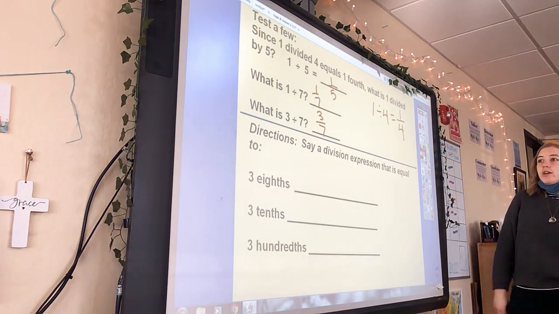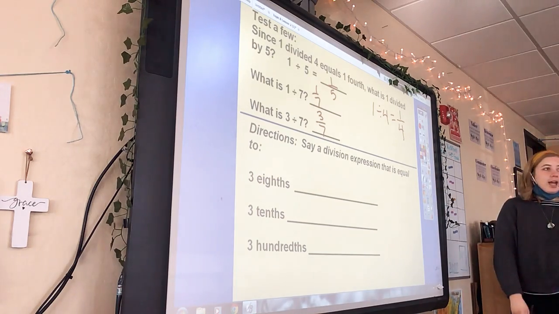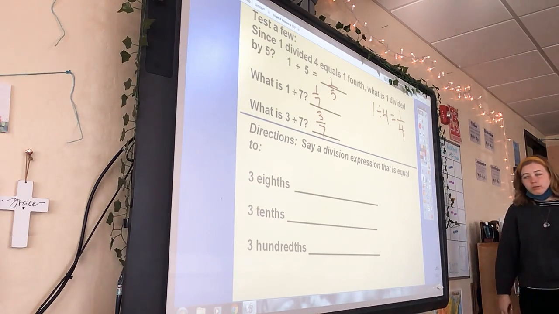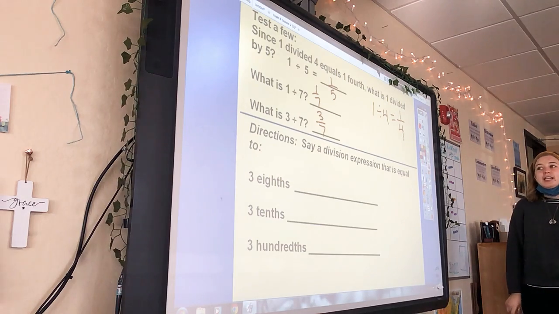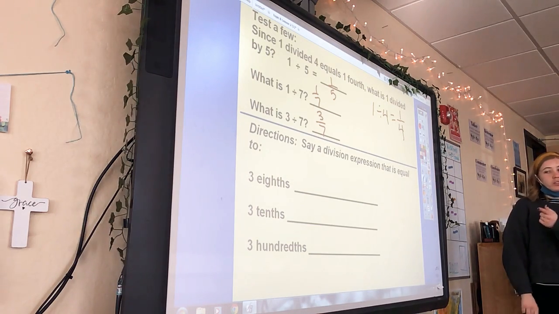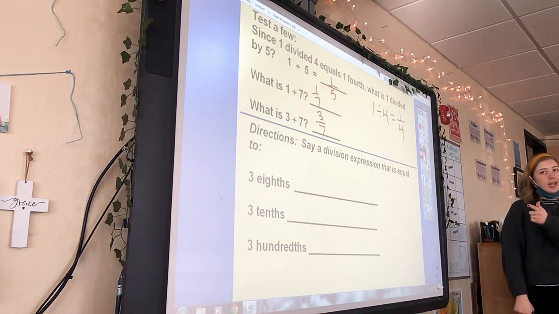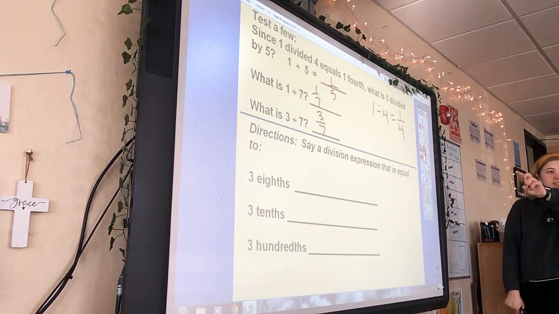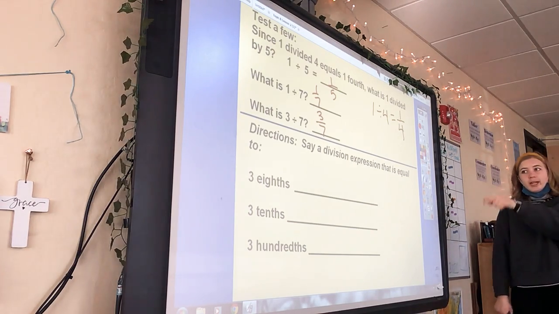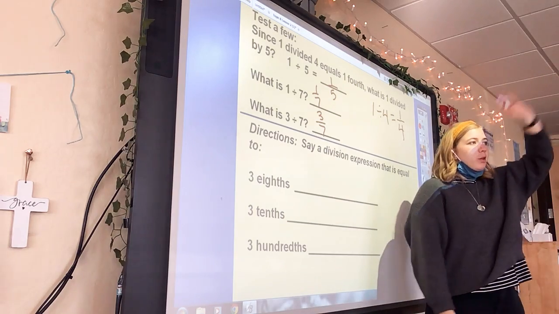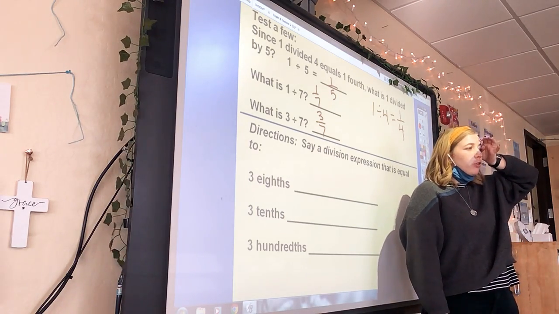Okay. So now this is the opposite. So now you have to be really careful. Now you're going to tell me a division expression that is equal to that fraction. So that first one is 3/8. Raise your hand. What would be the division sentence for 3/8?